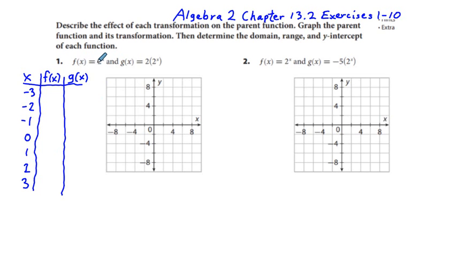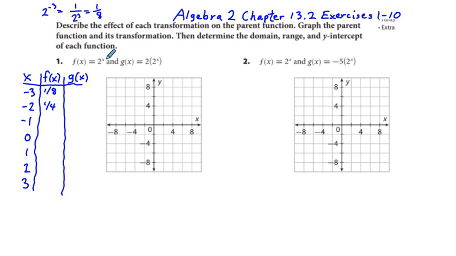And for f of x, if we put in 2 to the power of x, well, 2 to the power of -3 is equal to 1 over 2 to the third power, which is 1/8. So 1/8 is going to go here as an output value. And then if we similarly put in 2 to the -2 power, we're going to get 1/4 as an output.